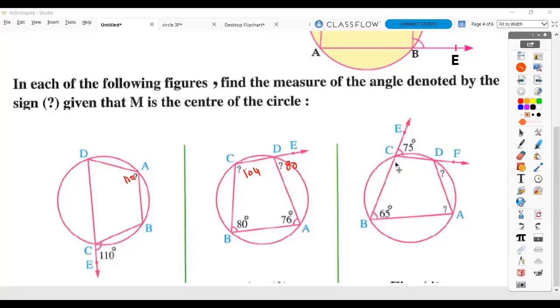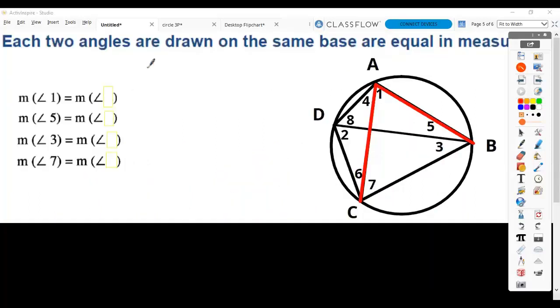And in the last one, here 75 is exterior of the cyclic quad, then it is equal to the opposite vertex. So A here will be equal to 75 degrees, and here 75, and it is exterior equal 65, so it's also 65 degrees.